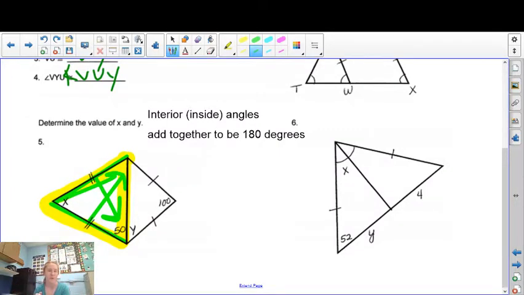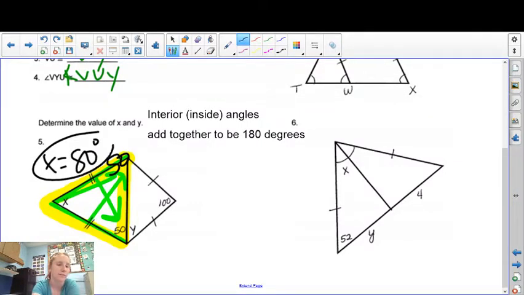Whatever. My computer's having a good time right now. So if he's 50, then he's got to be 50 here. So right now I have a total of 100. So x, well, let's think. 180 minus 100 is 80, so x has to be 80 degrees.